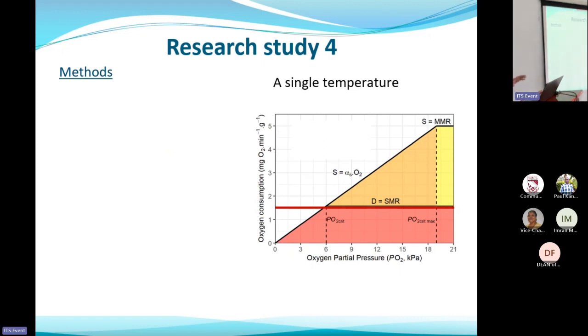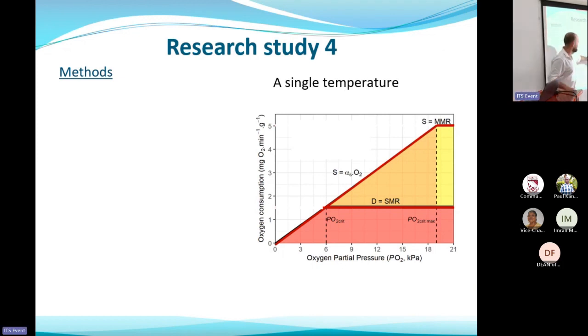Okay, so we're trying to explain this. So your oxygen partial pressure on the x-axis from 0 to 100, and you've got metabolism on the y-axis. Okay. So you can measure the standard metabolic rate. It's the red line, at like 1.5. Okay, this is at a single temperature. And you'll typically measure maximum metabolic rate. But as oxygen decreases in that experimental chamber, the maximum rate that you can respire actually decreases with oxygen. So it doesn't look like that. It looks like that. Okay.